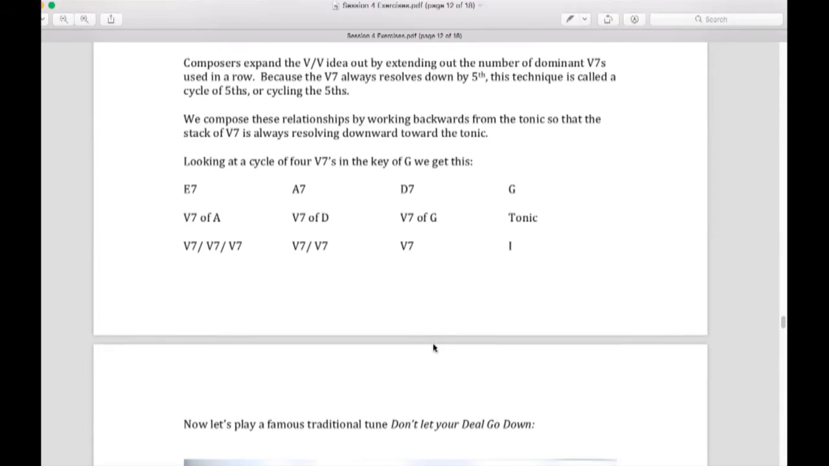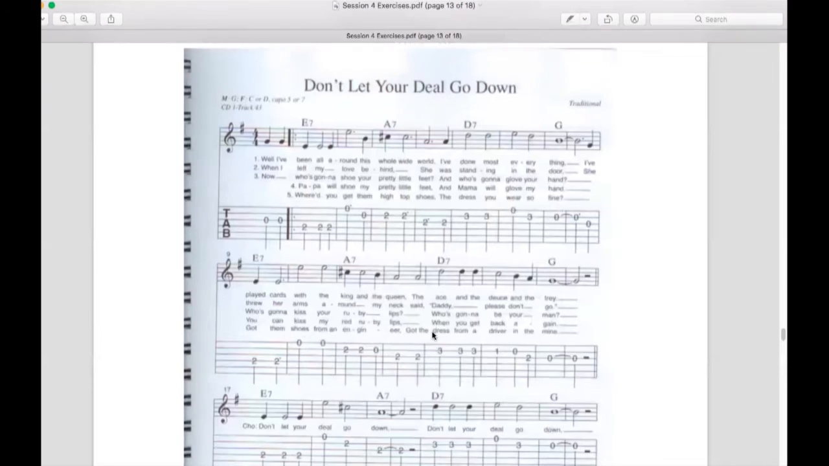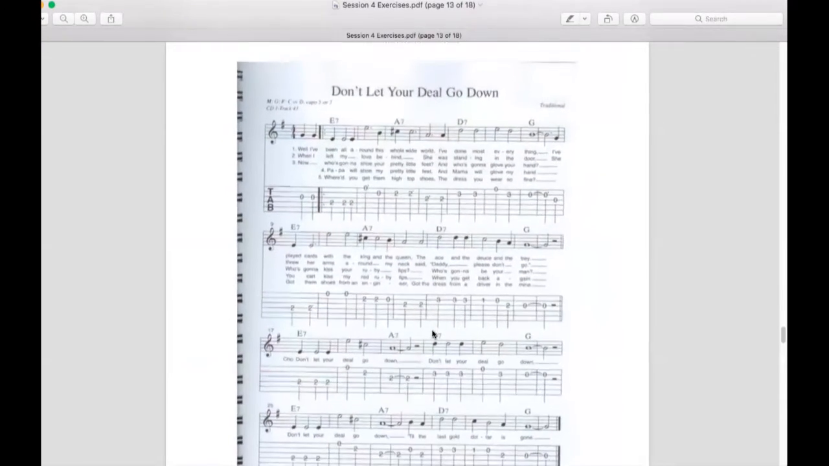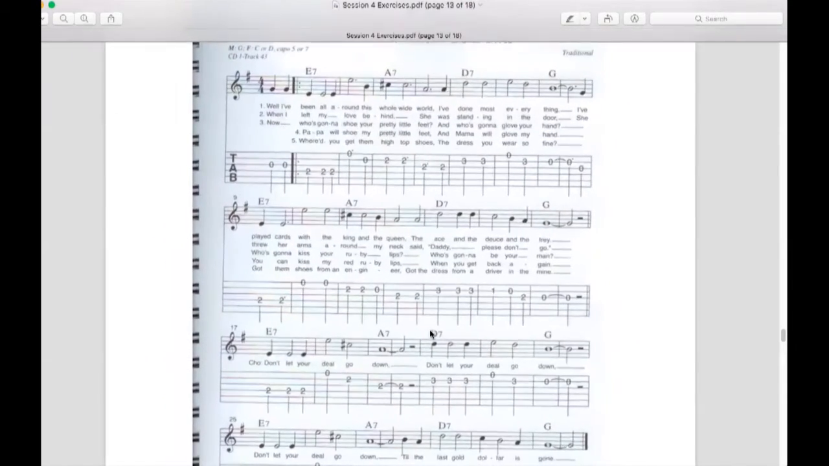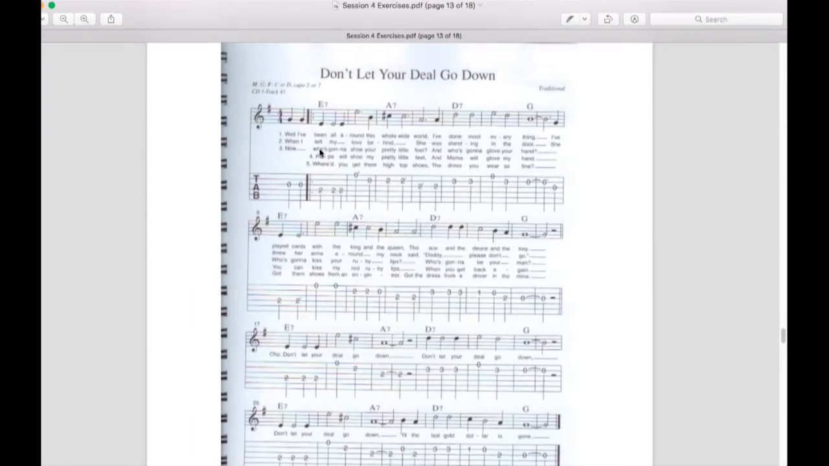Now, here's a famous traditional tune called Don't Let Your Deal Go Down. Everybody know that? Oh, I got to make it a little smaller so you can see it. Not that small. There we go. Doc Watson played this. Tony Rice played this. All right. And so what it does, here it is. It's E7, A7, D7, G. So 5, down to 5, down to 5, down to 1.